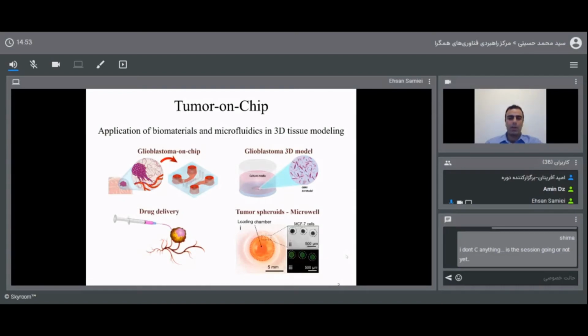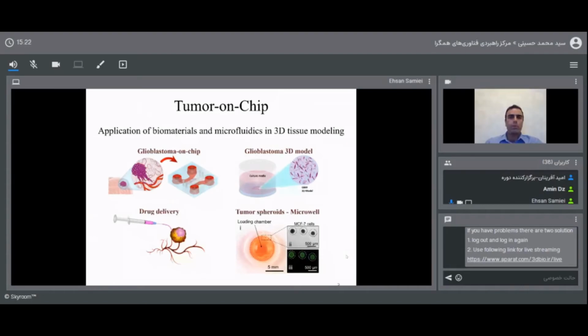Then I'll show how such tumor-on-chip platforms could be great tools for the evaluation of other biomedical products, such as drug delivery carriers. And at the end, I'll present the further steps that we took to improve the quality of the tumor-on-chip models and increase their complexity.